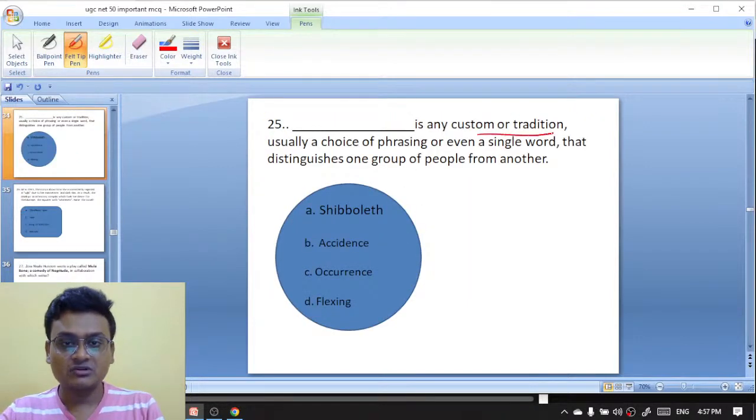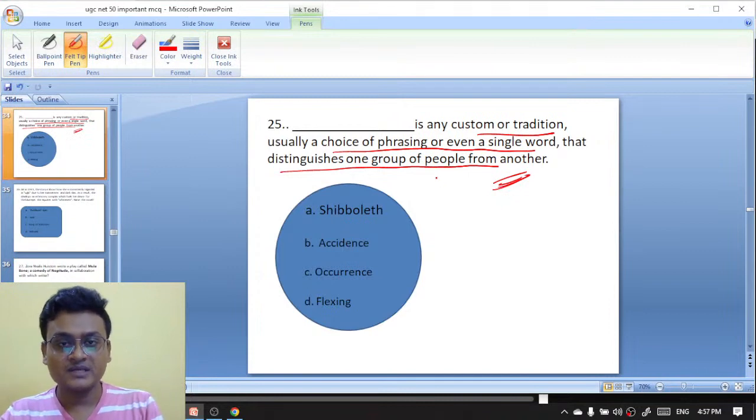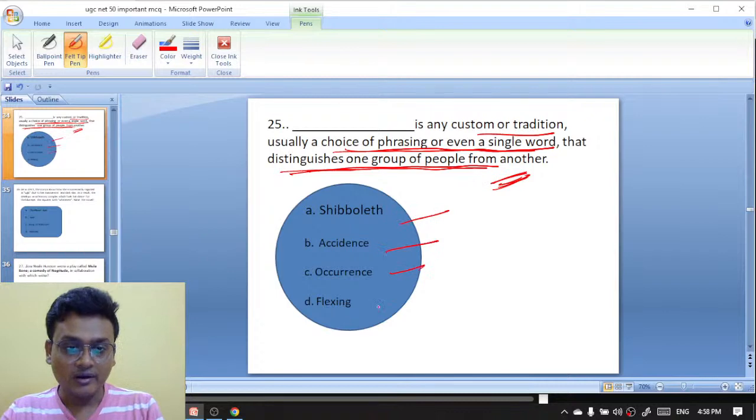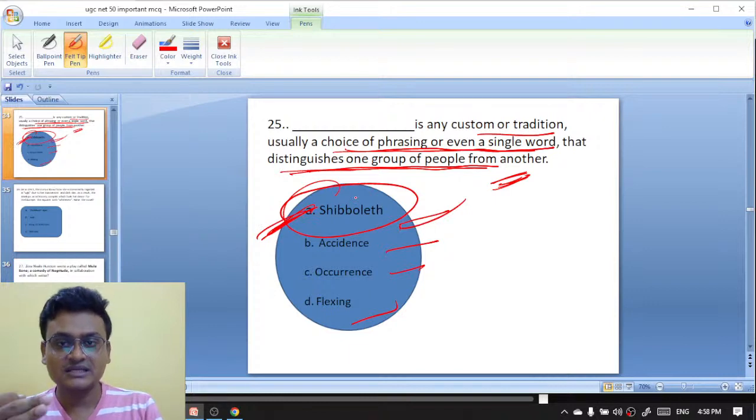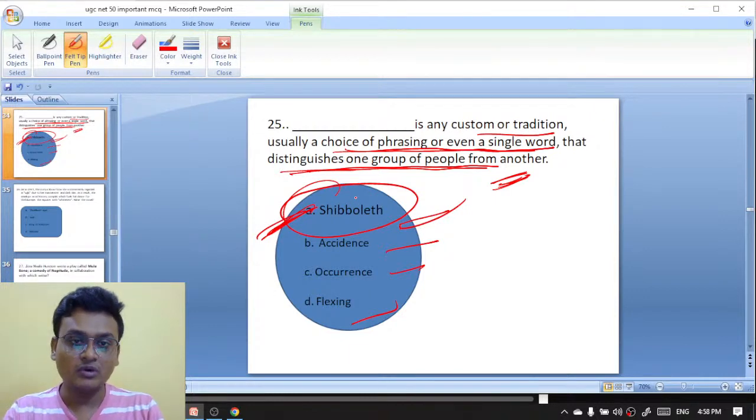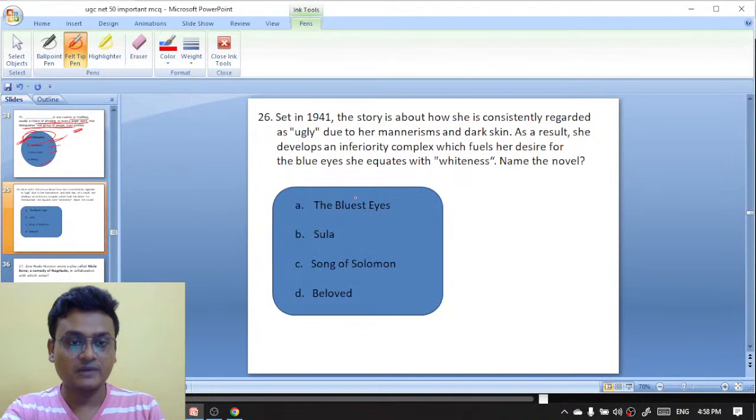Any custom or tradition, usually a choice of phrasing or even a single word, that distinguishes one group of people from another. It is Shibboleth, accident, occurrence, placing. It is Shibboleth. So A is the right answer here. Shibboleth is the name for a custom or tradition, usually a choice of phrasing or even a single word, that distinguishes one group of people from another.